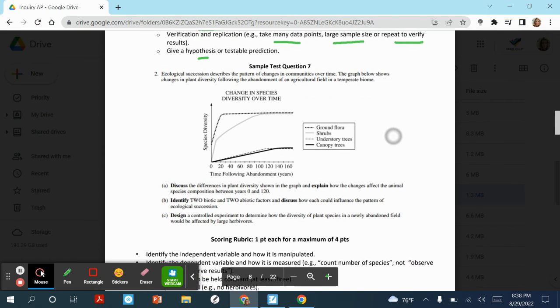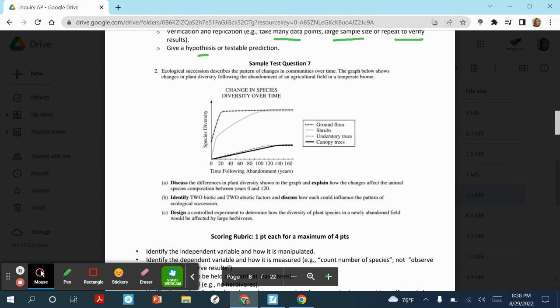All right, so let's go down here, here's an example. I'm going to go right down here to C. So this question says, design a controlled experiment to determine how the diversity of plant species, so how many different types of plants, in a newly abandoned field would be affected by large herbivores, okay?